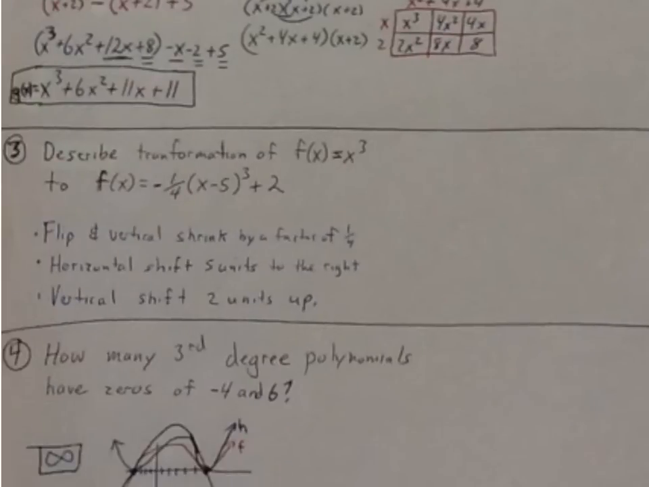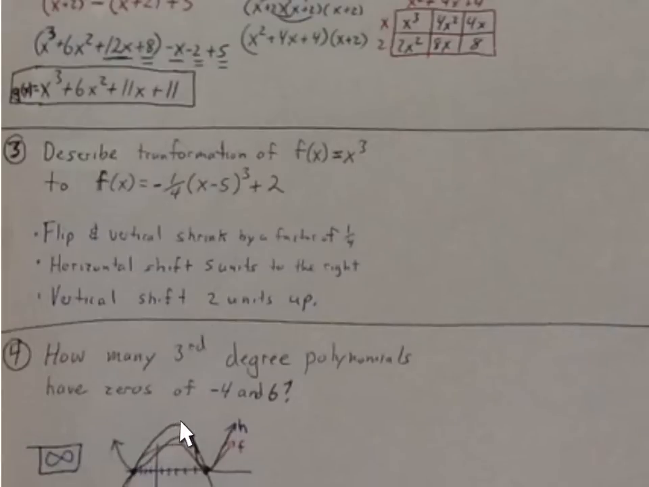Alright, let's talk about number 4 right here. How many third degree polynomials have zeros of negative 4 and 6? Now see negative 4 and 6 here as your zeros? Can I have infinitely many functions through that? Right there I have 3, f, h, and there's another one, g, you can't see.